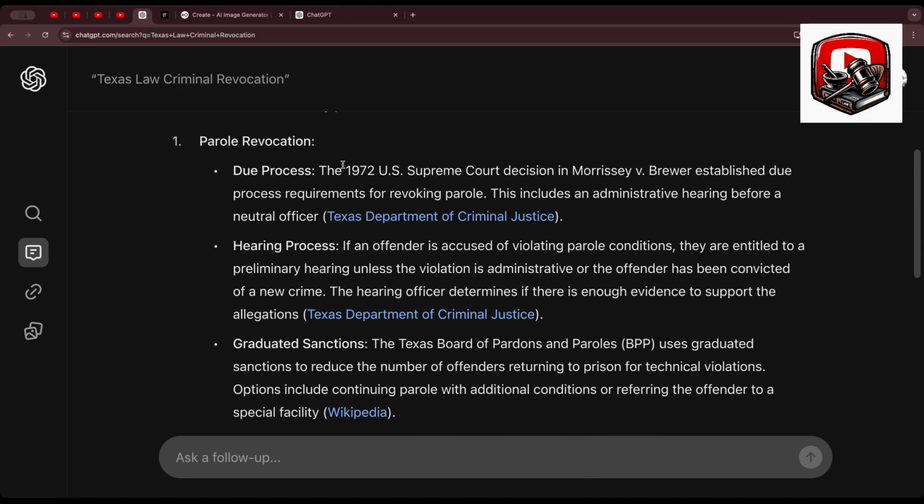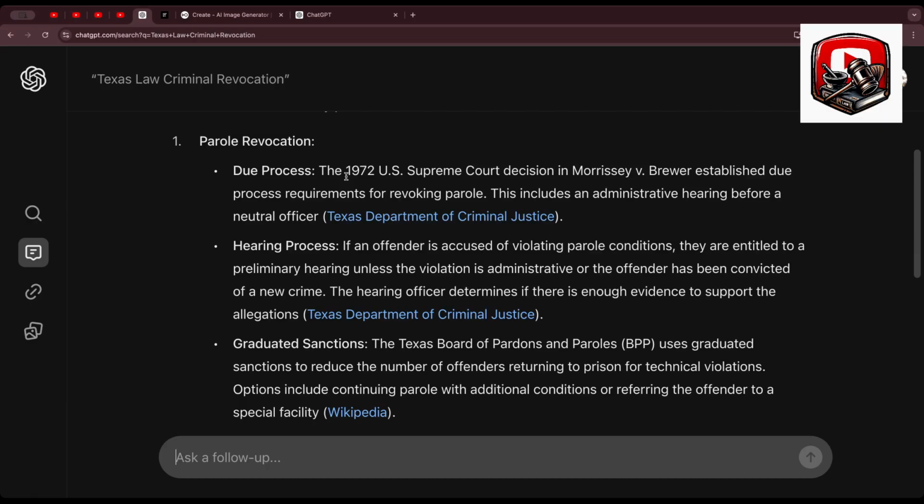It says the 1972 U.S. Supreme Court decision, Morrissey versus Brewer, established due process requirements for revoking parole. That's the main Supreme Court case that established the process for revocations and things of that nature. And that makes quite a bit of sense of why the process might be very uniform across the board in many of the jurisdictions out there.